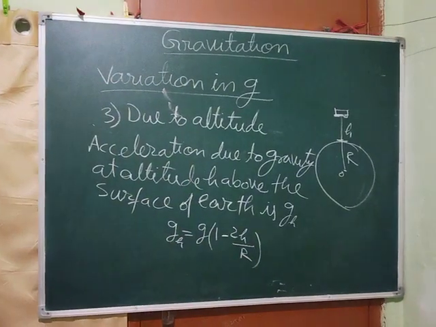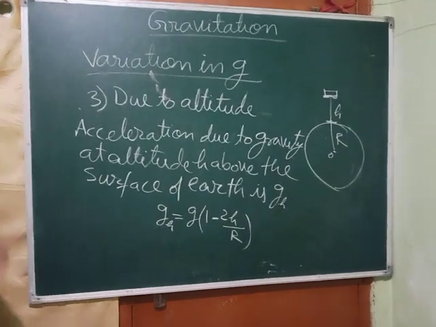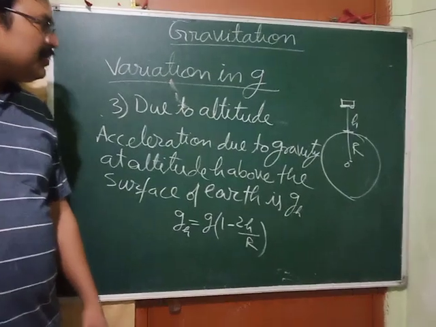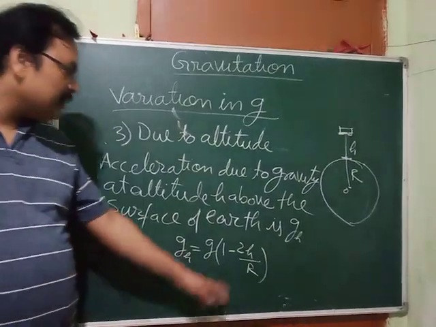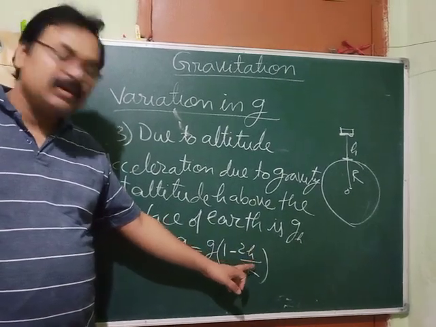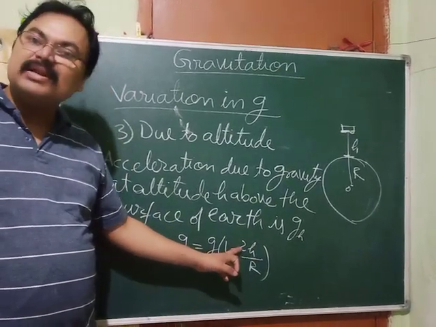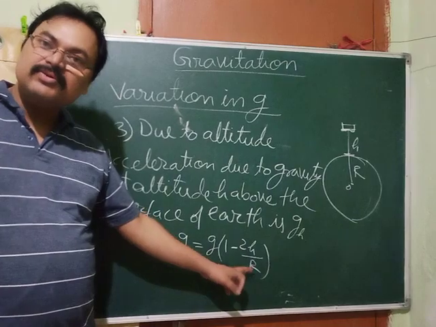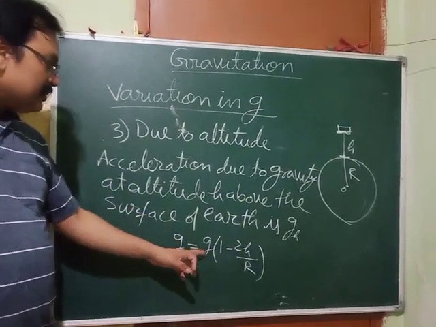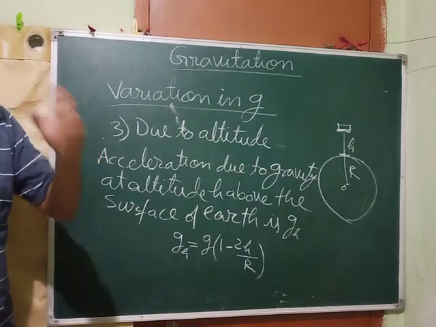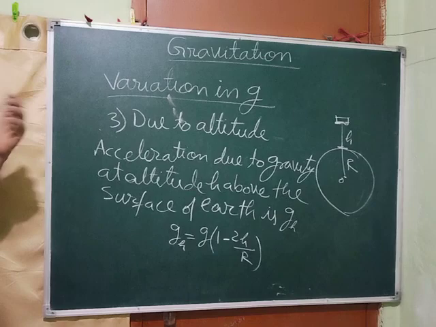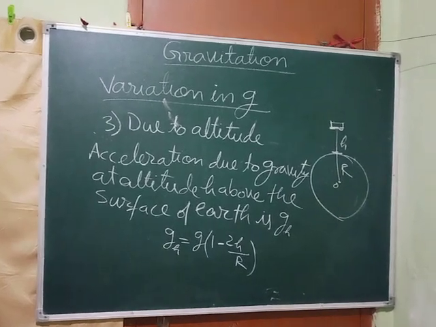Okay. What do you find here? Suppose you have gone some height. Suppose you have gone to a height equal to half of the radius. What will happen? You will write r by 2 in place of h. When you write r by 2, then the 2 and this 2 will cancel out, and r will also cancel out. So you will get 1. 1 minus 1 is 0. So 0 into something is 0. That means the acceleration due to gravity will become 0 once you reach a height equal to half of the radius of the earth.